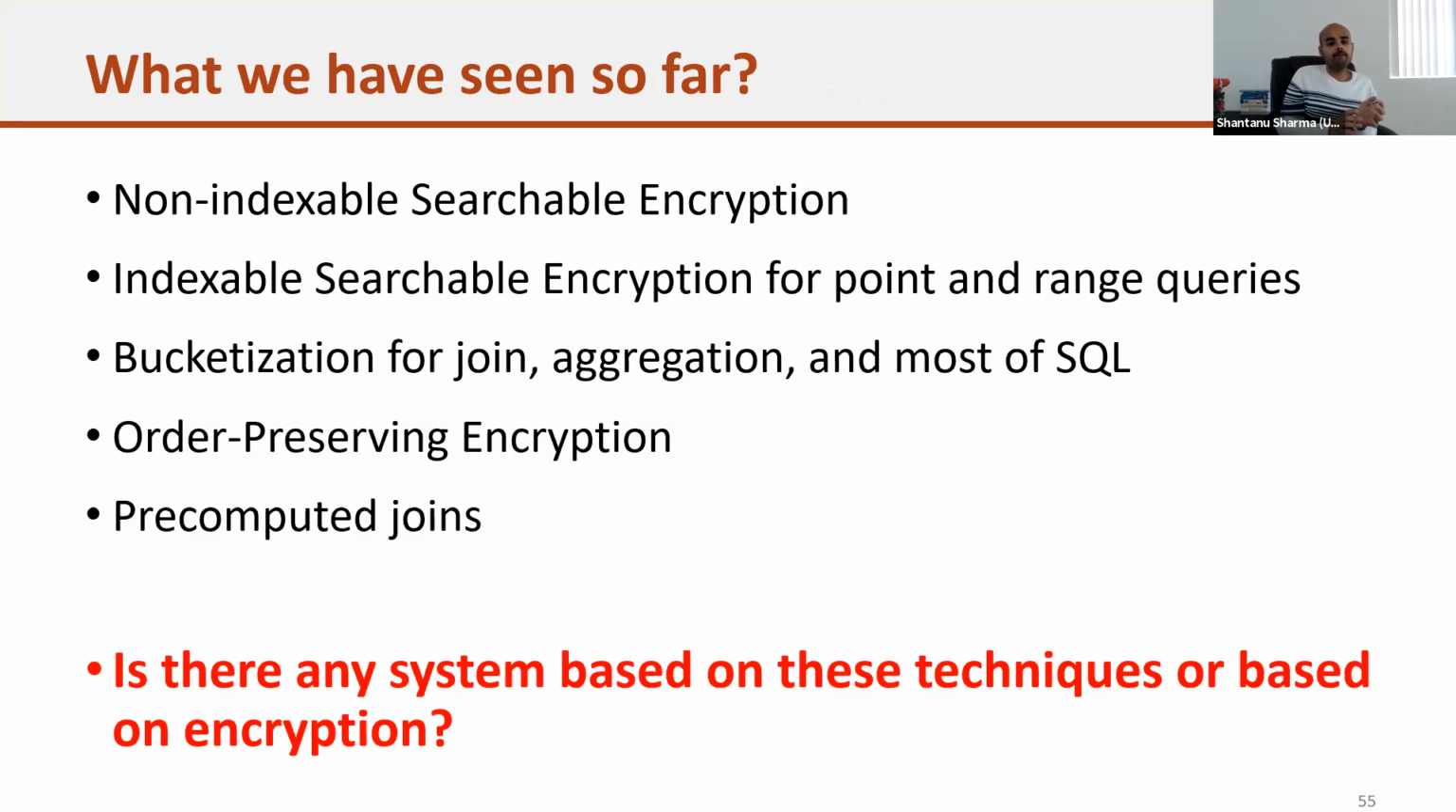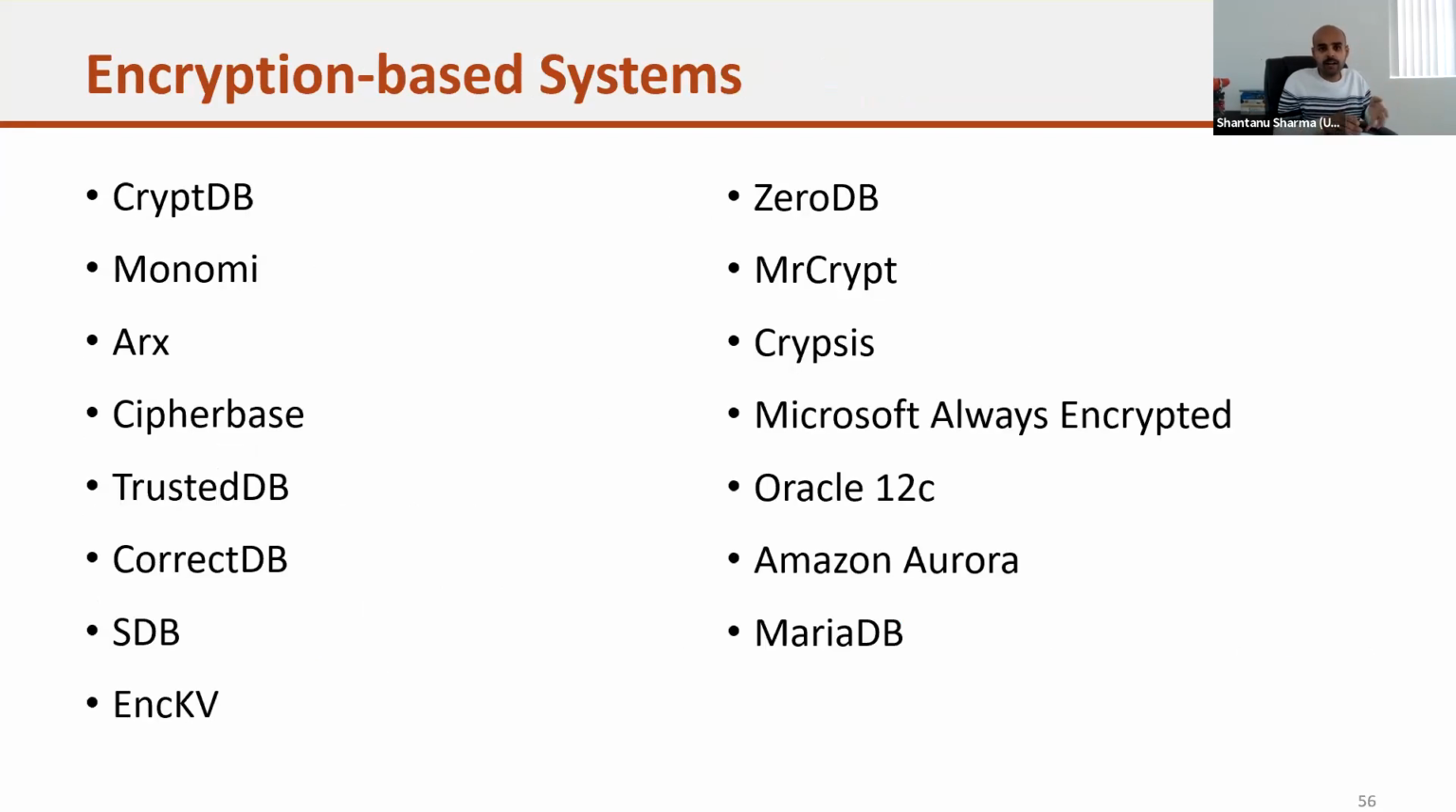So we have seen several things now. First, non-indexable searchable encryption techniques, indexable searchable techniques, bucketization for join, aggregation, OPE, and pre-computed join. But what are the systems that are using these techniques? There are several systems. First, CryptDB and Arx, by Popa, and they are using deterministic encryption or some different techniques. Cipherbase is again using different techniques. So all these systems are using different techniques.